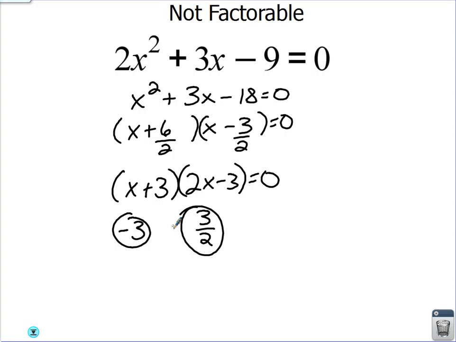Some you won't be able to, and that's what we'll talk about next time. Some you're not able to solve by factoring, so sometimes you have to use that quadratic formula.